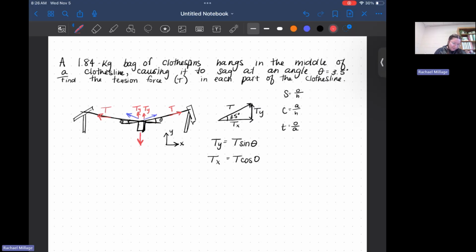So let's start summing up our forces in the y direction. Sum of forces in the y direction is equal to T sub y plus T sub y minus W. The y component of the T, and we have two of them. And then we have the W.